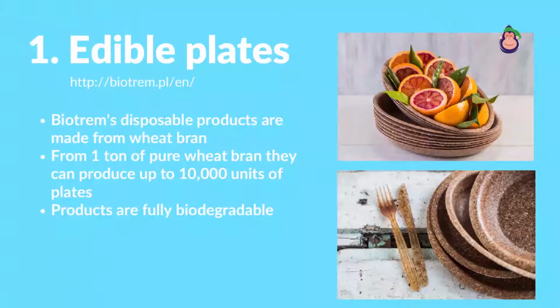Let's talk about examples here, the companies which are using circular design and have designed better products. The first one which I'm going to talk about is edible plates, where you do not throw away the plastic plates. Instead of that, you can use all the forks or the knife or the spoon and the plate, and eat them after use. So the company called Bioterm builds disposable products that are made from wheat bran. So you can read about it. The products are fully biodegradable.